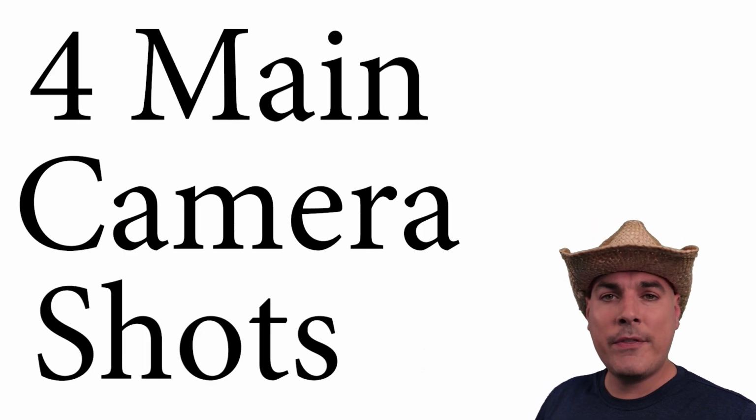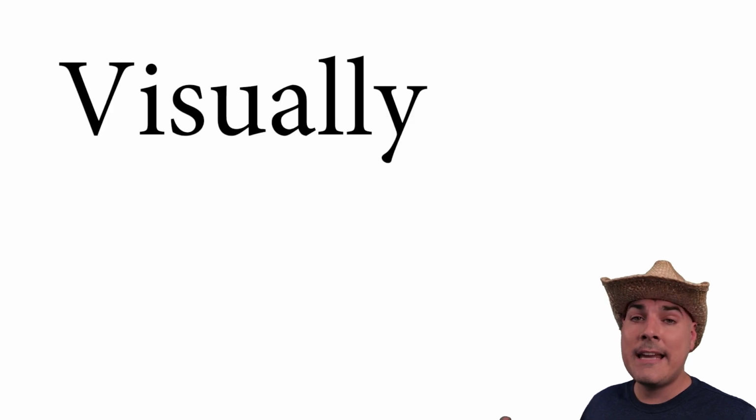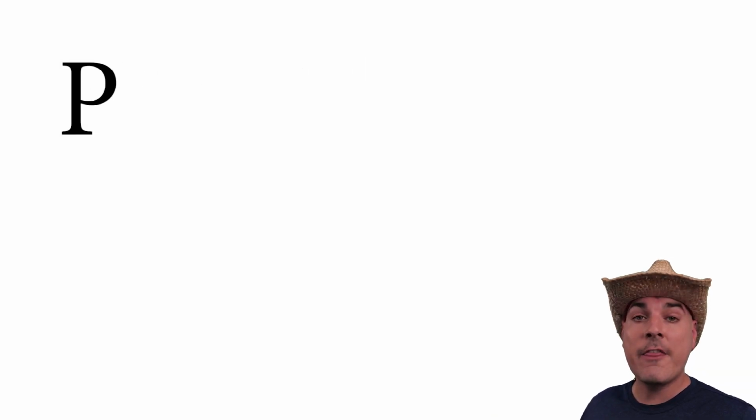There are all sorts of different crazy camera shots out there, but if you're looking for that steady, smooth, great footage, stick with these 4 main camera shots that are made for the tripod. Camera shot number 1, the pan.